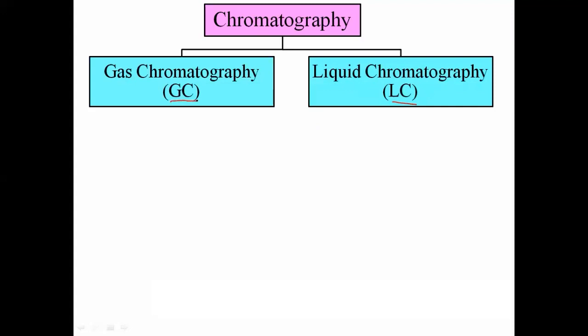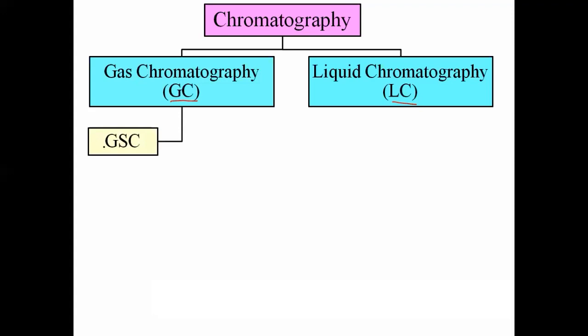And thus depending upon the nature of mobile phase, mainly the techniques are classified into two types. One is the gas chromatography and second is the liquid chromatography. Now this gas chromatography again is sub-classified into two types. One is called GSC, means gas solid chromatography.